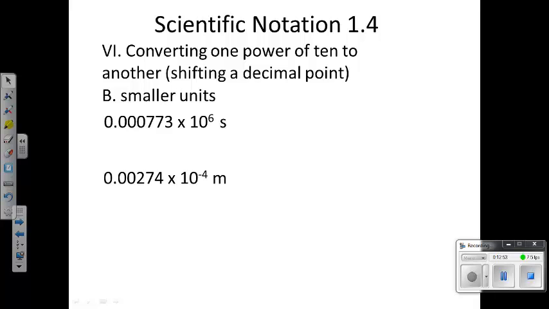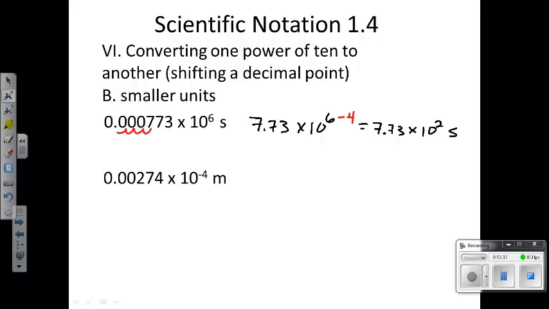And what about if you want to go the other way? 7.73, right? That's what we want to use, times 10 to the 6th. And to do that, we have to move the decimal point over 1, 2, 3, 4 places to the right. So right, we go down. So we're going to subtract from that exponent. And so we have 7.73 times 10 to the 2nd seconds. I'm using seconds here.